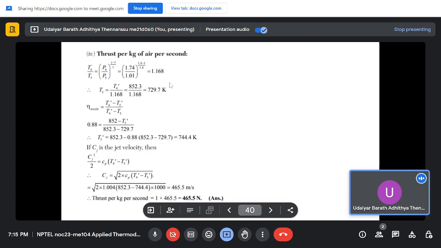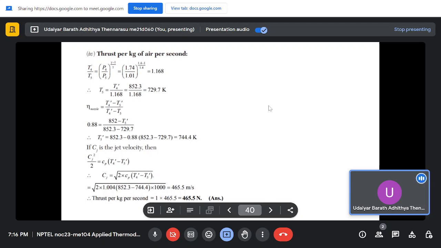Now the nozzle is not ideal, so it has some nozzle efficiency of 88%. So we can find actual by ideal: T4' minus T5' divided by T4' minus T5. We substitute and we can find the actual temperature at the exit of the nozzle, which comes out to be 744.4 Kelvin.